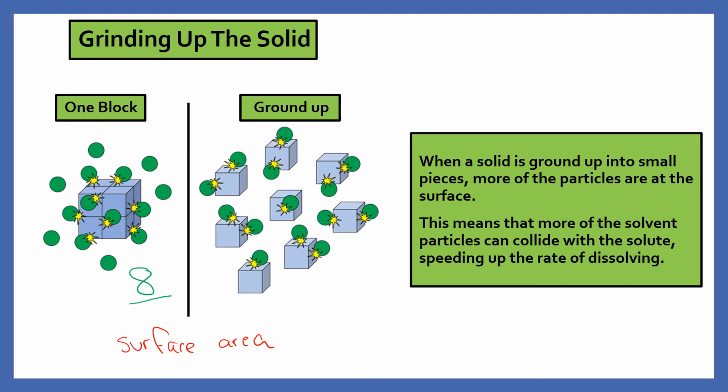So we've only got some dissolving happening, whereas on the other side I've got 1, 2, 3, 4, 5, 6, 7, 8, 9, 10, 11, 12, 13, 14, 15. Okay, 15 collisions happening, which means that dissolving is going to happen much faster when we grind up that solid because there are more collisions.